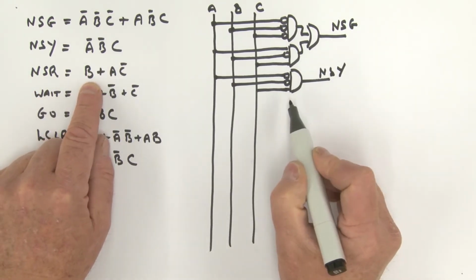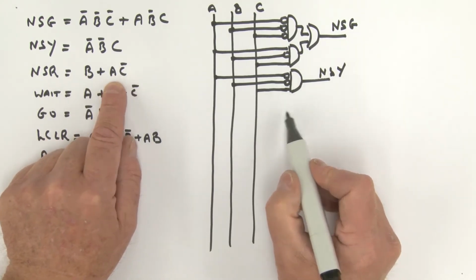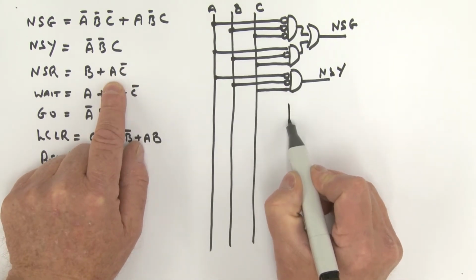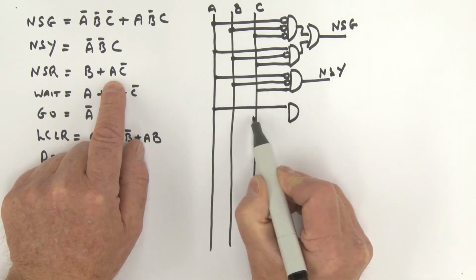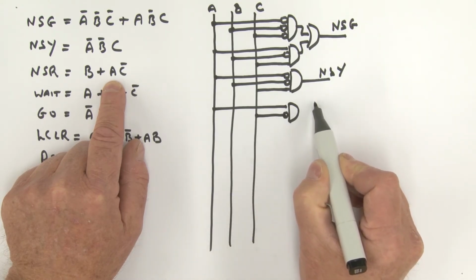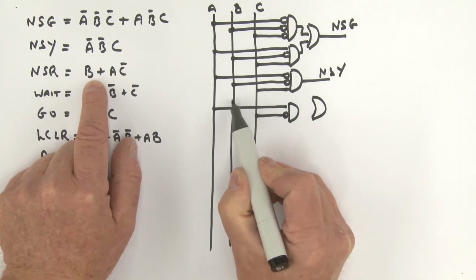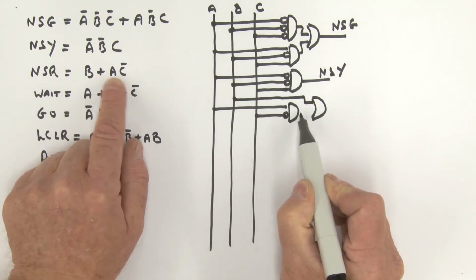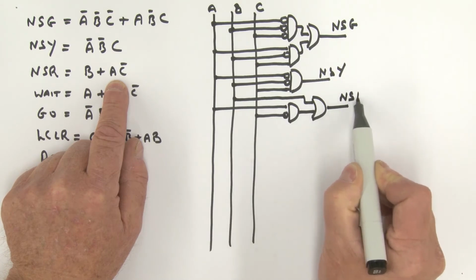North-south red. What do we have here? We have a B, and then we have a C bar. So that's an AND here. Let's show that. Here is my AND gate sitting here. Coming into this, I have A coming in, and I have C bar, so there's the bubble. And then I'm ORing. Let me put my OR gate sitting here. I'm ORing B, so let me grab B from here with this product term over here. And that is north-south red.